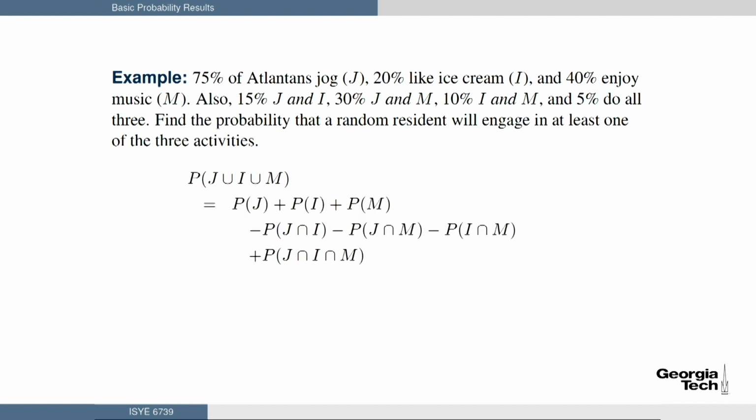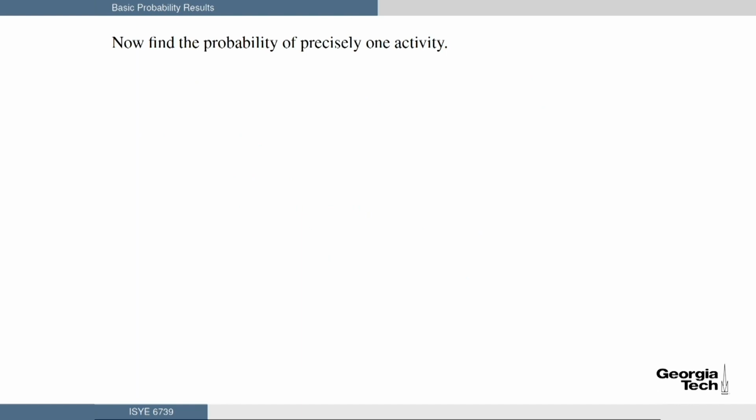I'm going to plug into the mess from the last page: add up all the individual guys, subtract off all the intersections of two things, and add on the intersection of three things. It is so easy. P of J, 0.7, P of I, 0.2, and so on. Eventually we get down to the probability of the triple intersection, which is 0.05. Add and subtract them all up, and I can say that the probability that we do jogging or ice cream or music or any combination thereof is 0.85. Pretty easy.